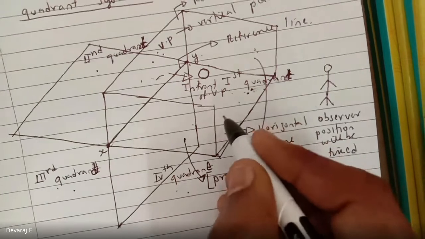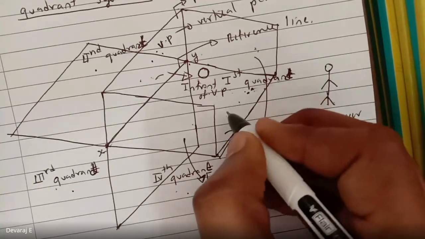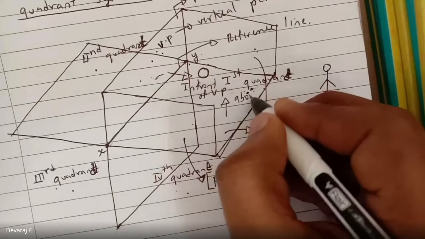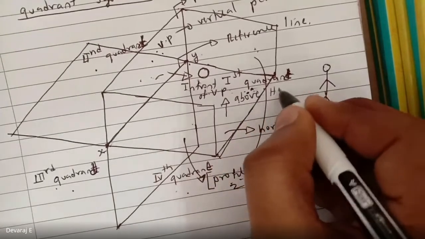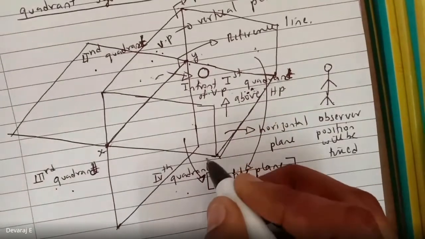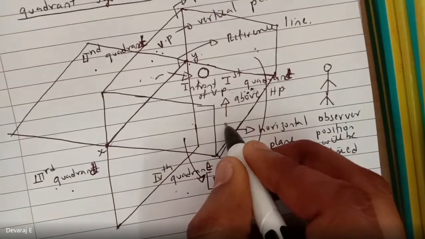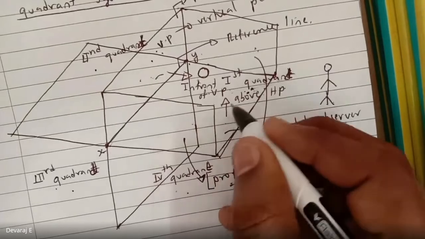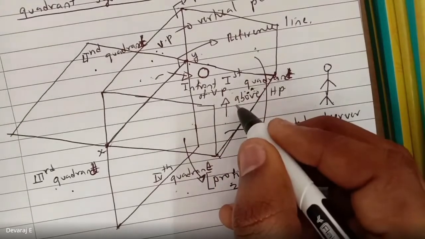Next, with respect to the horizontal plane, it is above HP. Here, above HP. And this will be below HP. So this is the horizontal plane. Down it is called below HP, and up it is called above HP. So everyone is clear with this?